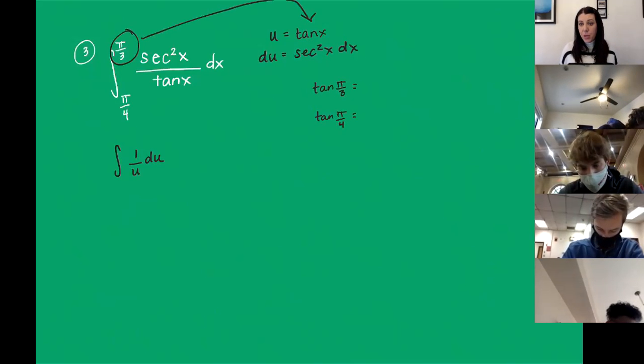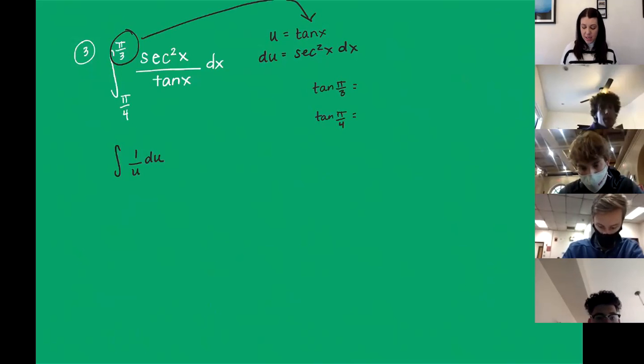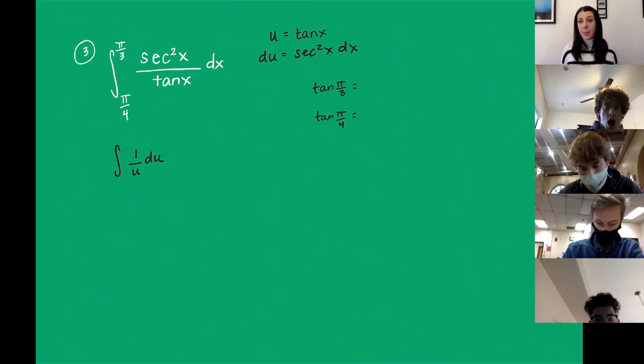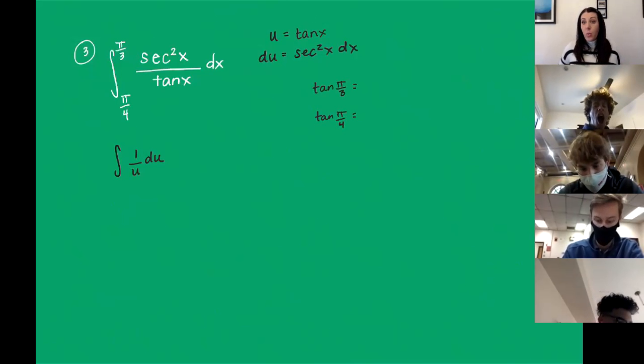So my relationship between u and x is that u is equal to tangent x. So in order to find my u bounds, I need to plug in my x boundaries into that equation. Okay, these are values you should know from your unit circle. It's very important.